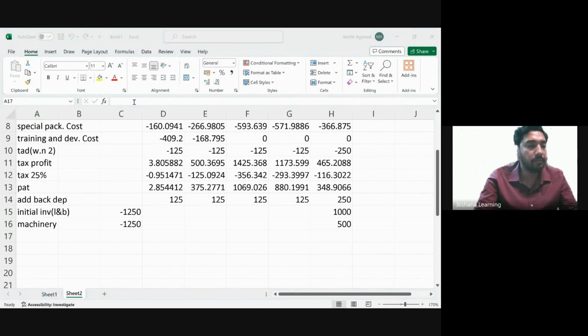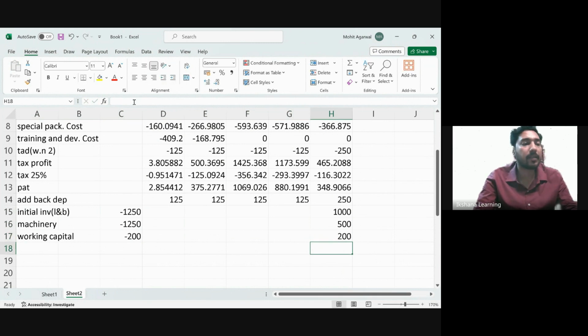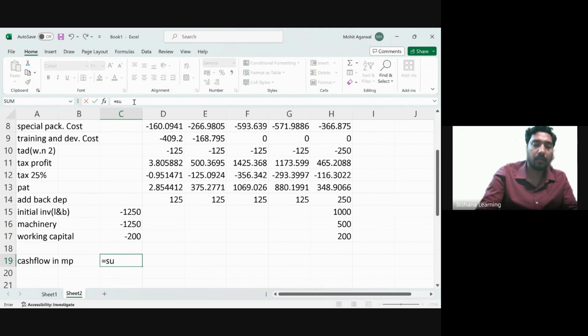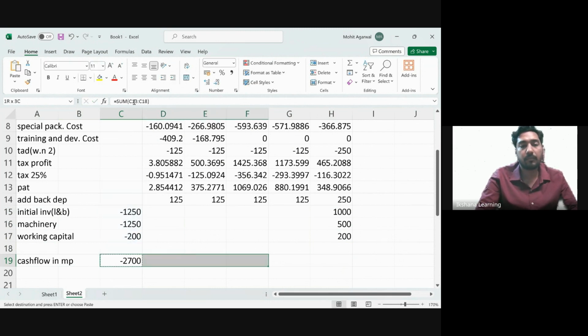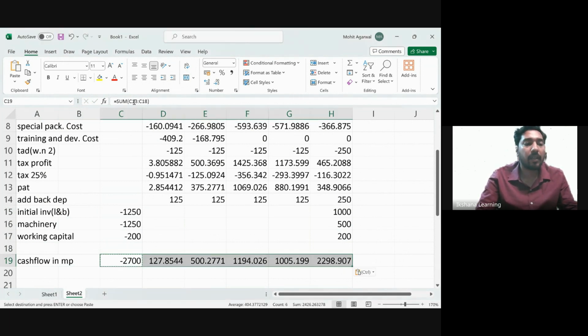Now, anything else left? Yes, working capital. So outflow negative 200. And then we have inflow at year end. Working capital is also done. Now simply calculate cash flow in million pesos. Right, now this is your cash flow in million pesos.